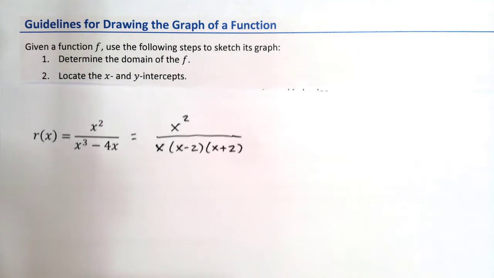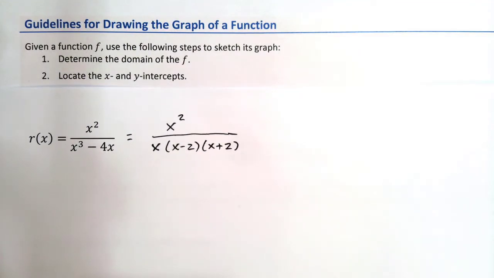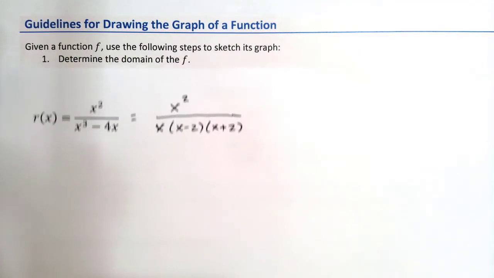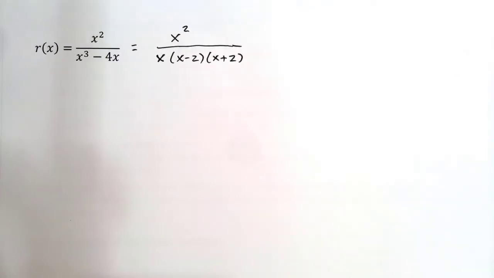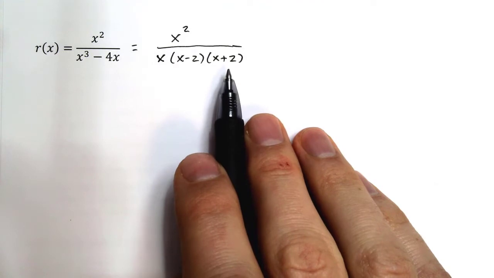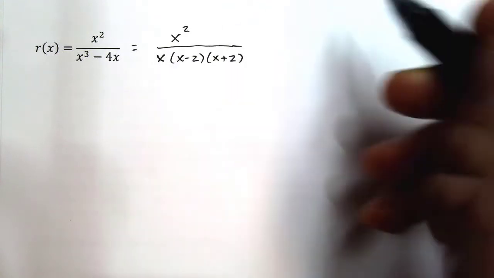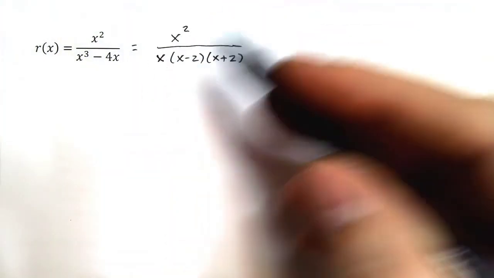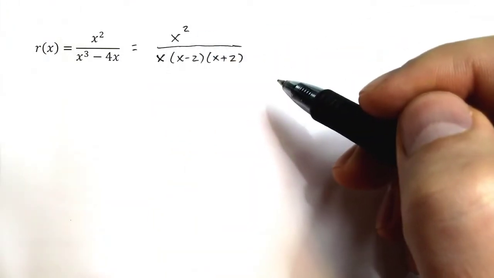All right, for the next step, we're going to determine the x and y intercepts. I'm going to take the next step of simplifying this function a little bit first. To simplify the function, we can cancel common factors. And you see there's a factor of x in the numerator and denominator. So if we cancel that out, we get this.